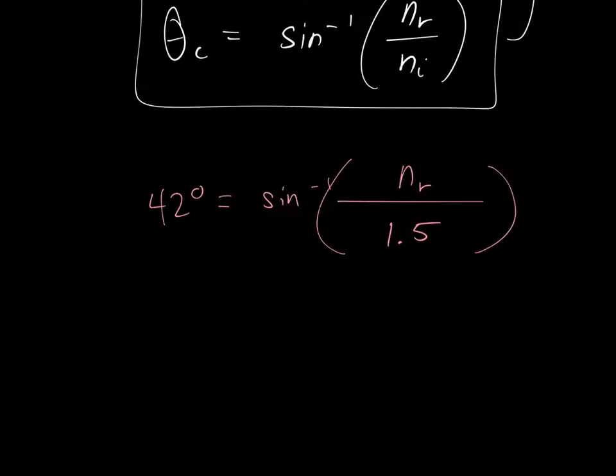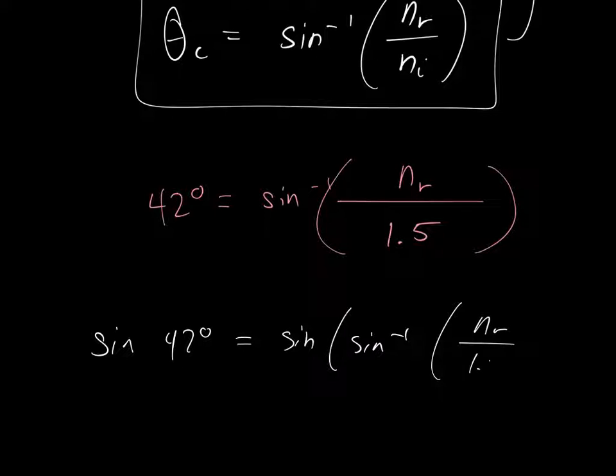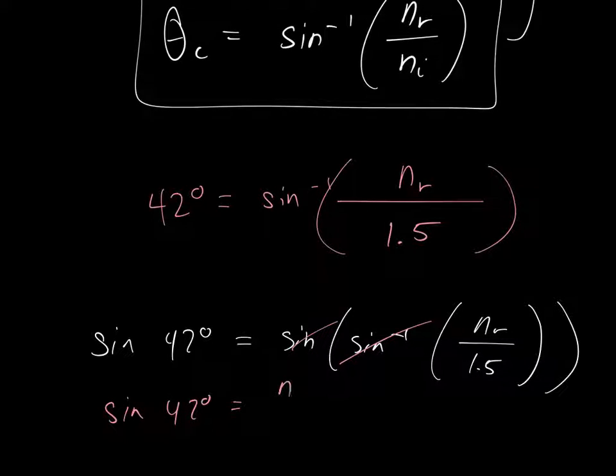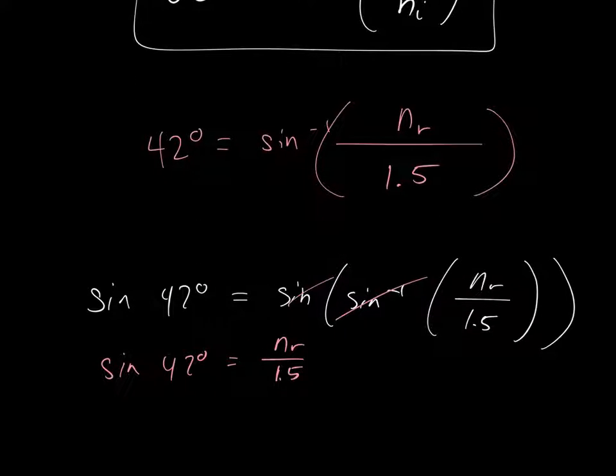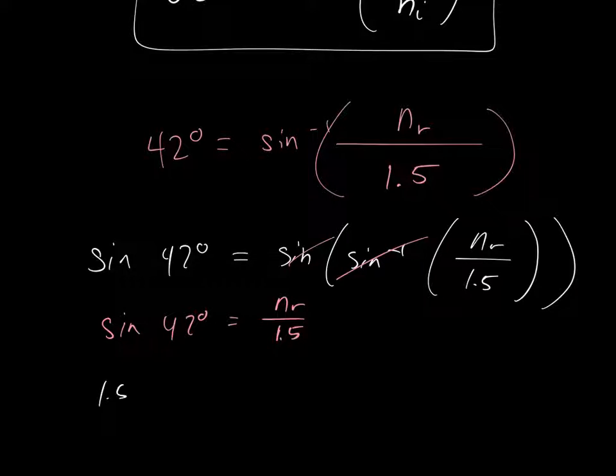You would take the sine of both sides. Sine 42 equals sine inverse. Well, what happens to sine and sine inverse? They cancel each other out, inverse functions, which leaves you with sine 42 equals NR over 1.5. And then to get rid of 1.5, you would multiply both sides by 1.5. Okay, that's the kind of thing you can expect of that.